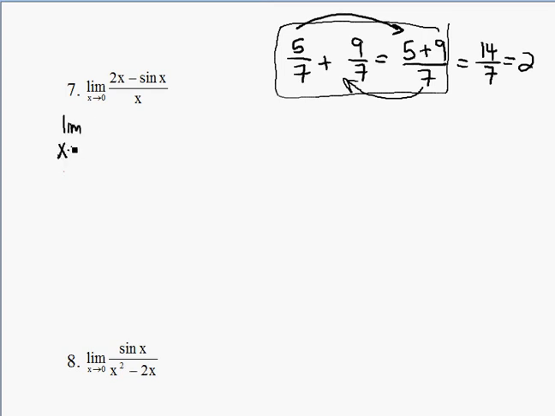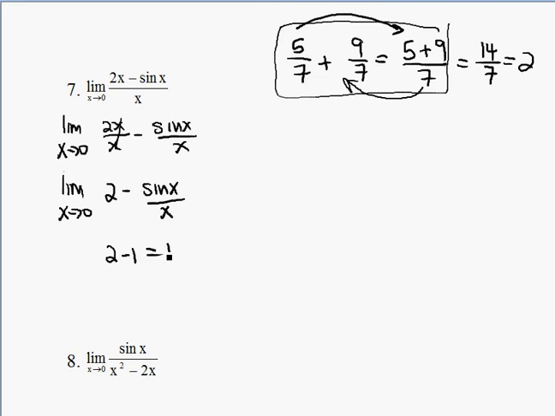So as x approaches 0, 2x over x minus the sine of x over x. Conveniently, these two x's cancel out. So that gives me 2 minus the sine of x over x. Well, plug in 0 into this. Well, there's no x here, so it's just 2. Plug 0 into this, you just get 2. Plug 0 into this, you get 1. So 2 minus 1 is 1.